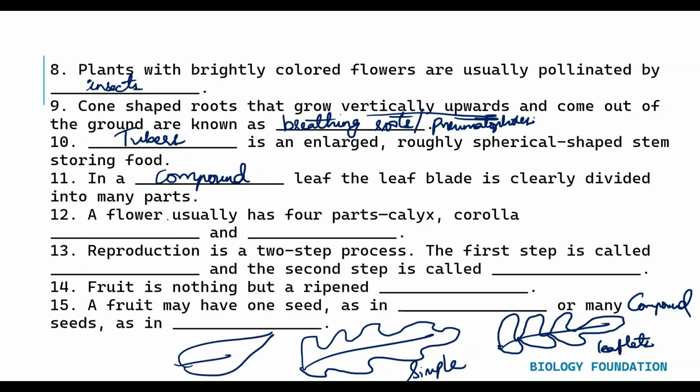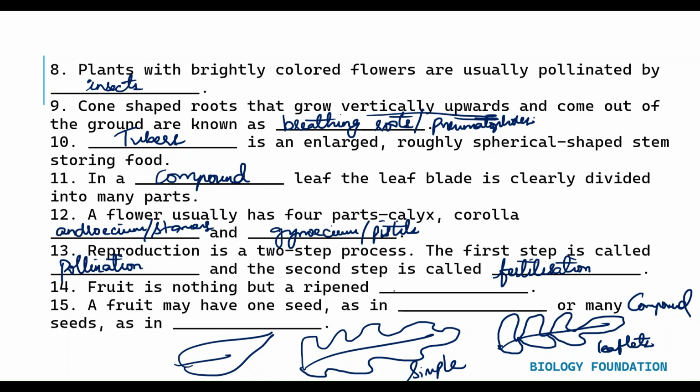Okay. A flower usually has four parts: calyx, corolla, androecium, right? And gynoecium. Or calyx, corolla, stamens, pistils, or carpels. Okay. Reproduction is a two-step process. Yes. The first step is what? Pollination. And only when there is successful pollination, then can fertilization take place.